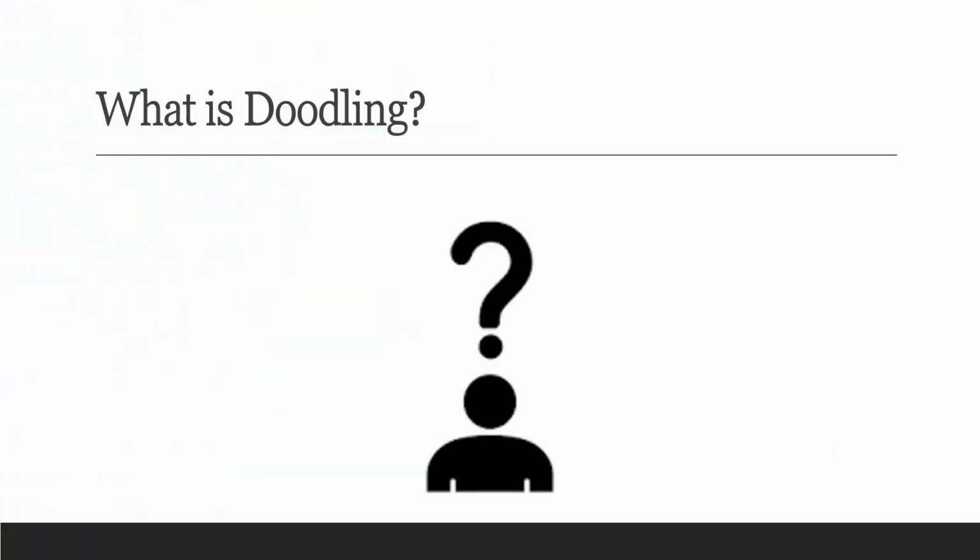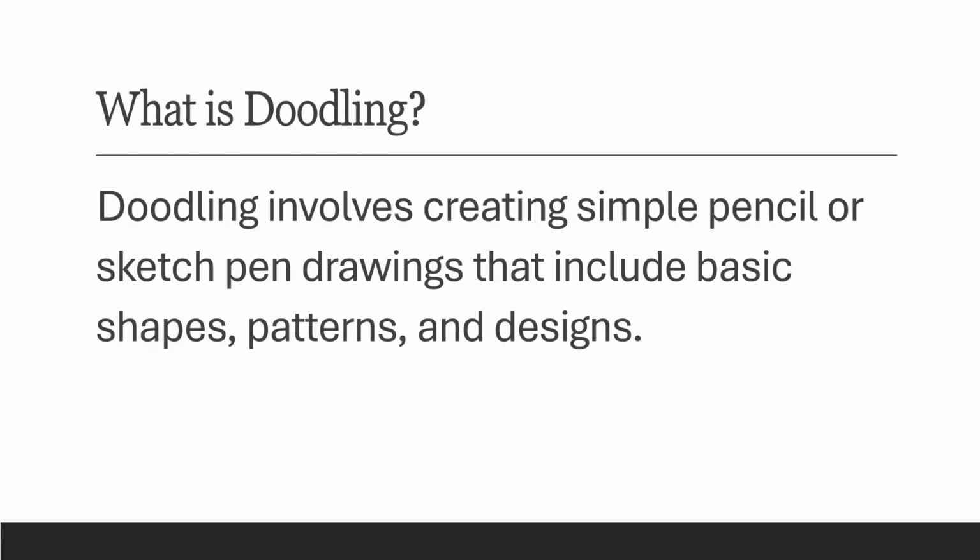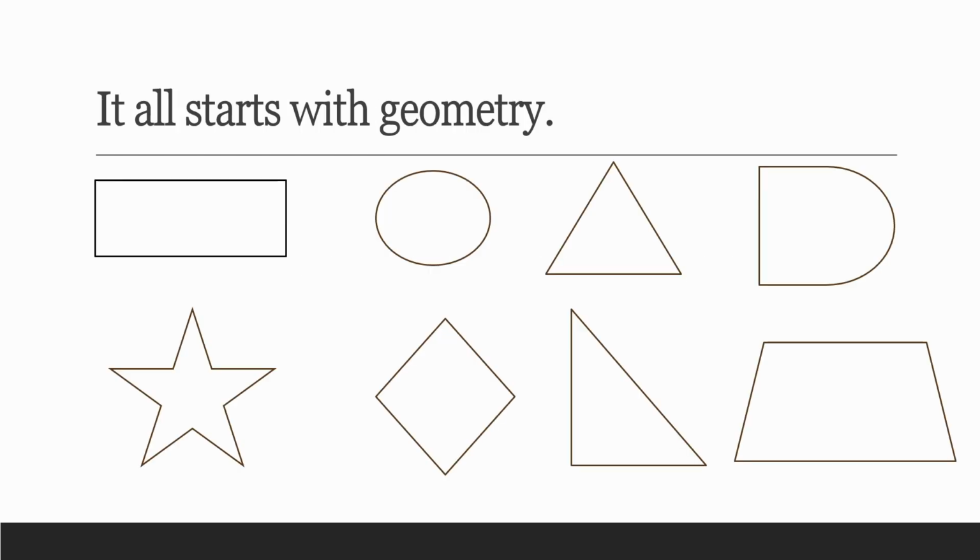First, let's understand what doodling really is. Doodling is creating simple drawings using basic shapes like circle, square, triangle or even ovals. It can be anything from simple patterns to designs and images.